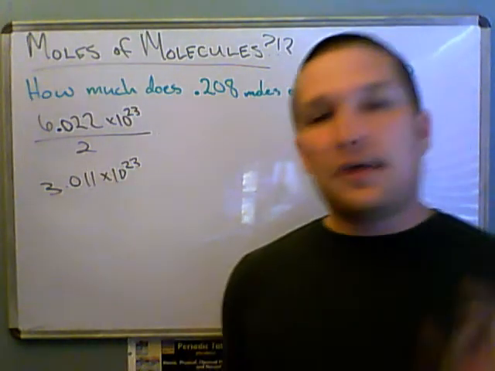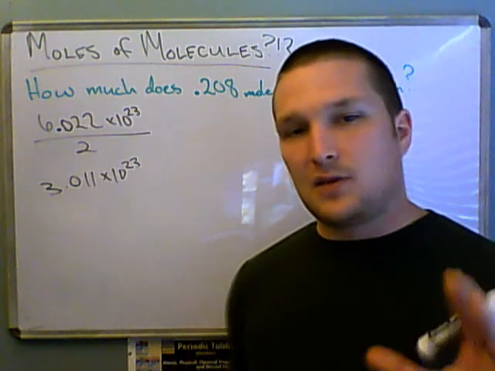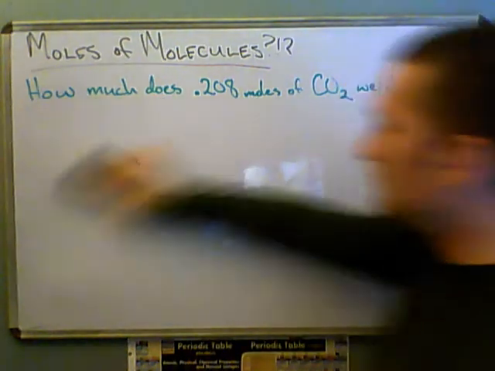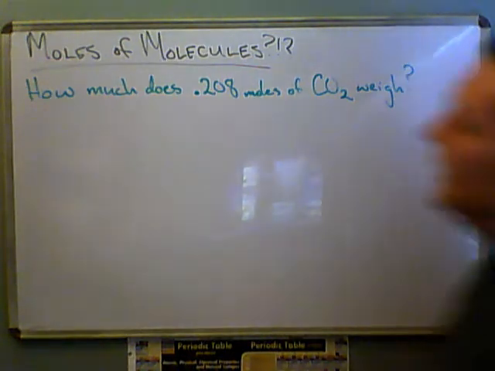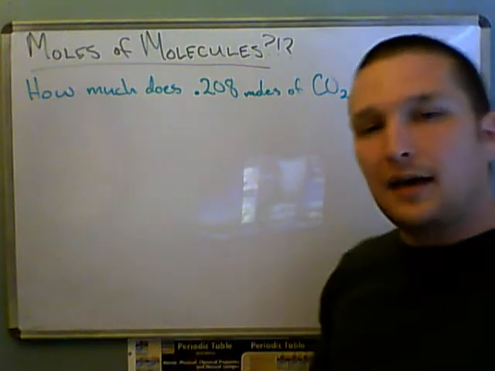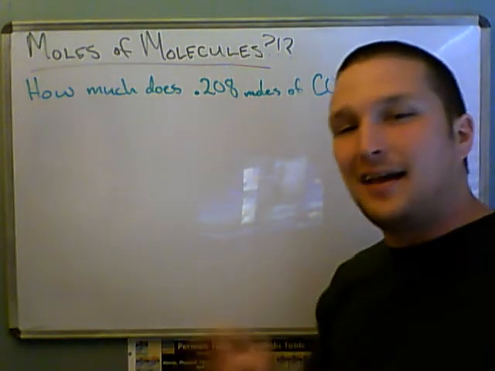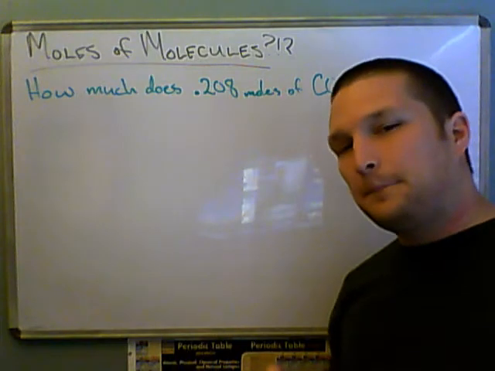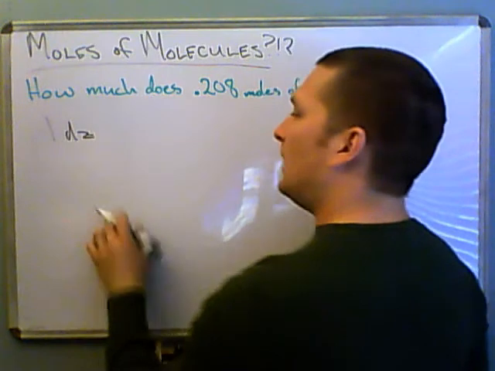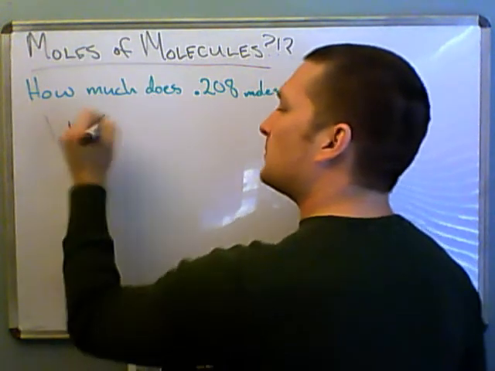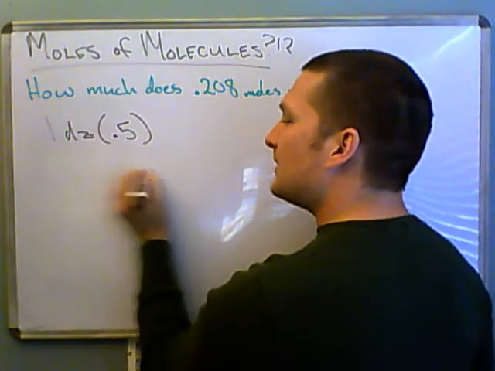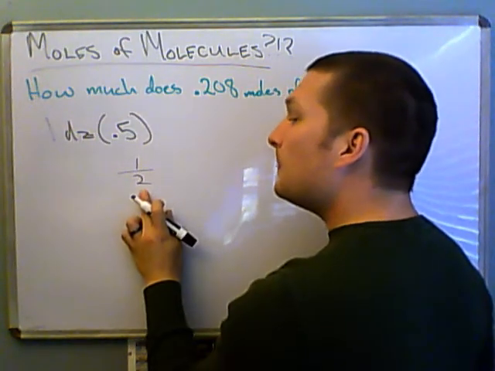The mole is nothing different than a dozen. So when you see something like this, don't let it scare you, okay? Because if I asked you, how many eggs would I have if I had 0.208 dozen eggs? So, okay, if you had 1 dozen, and you wanted to know what half of that was, you can multiply by 0.5, right? Because multiplying by 0.5 is the same thing as dividing by 2.